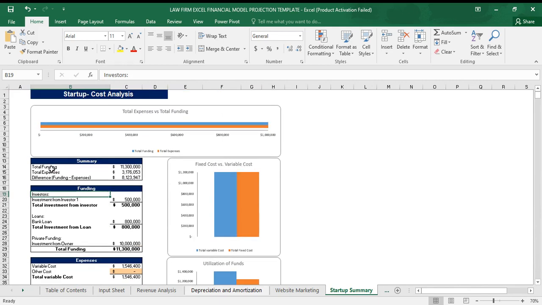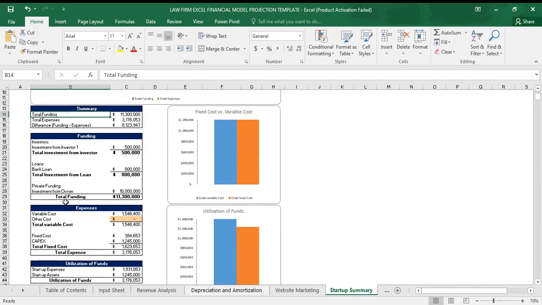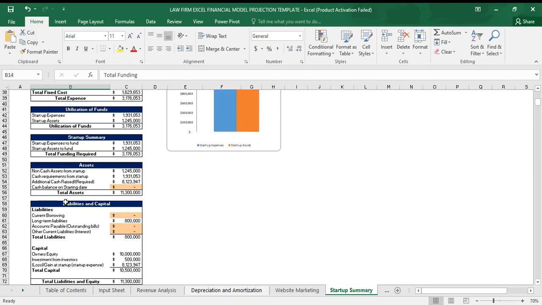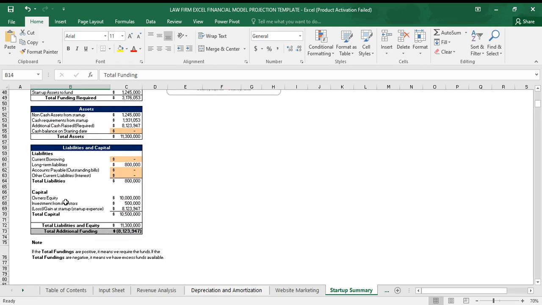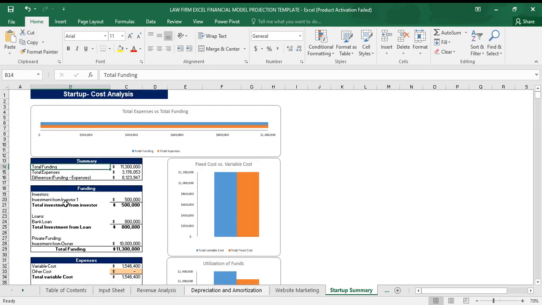This is the startup summary. Here we have compared the total funding and total expenses of the first year of the operations of any law firm, and we have also included a funds utilization summary here as well as graphs for easy analysis.